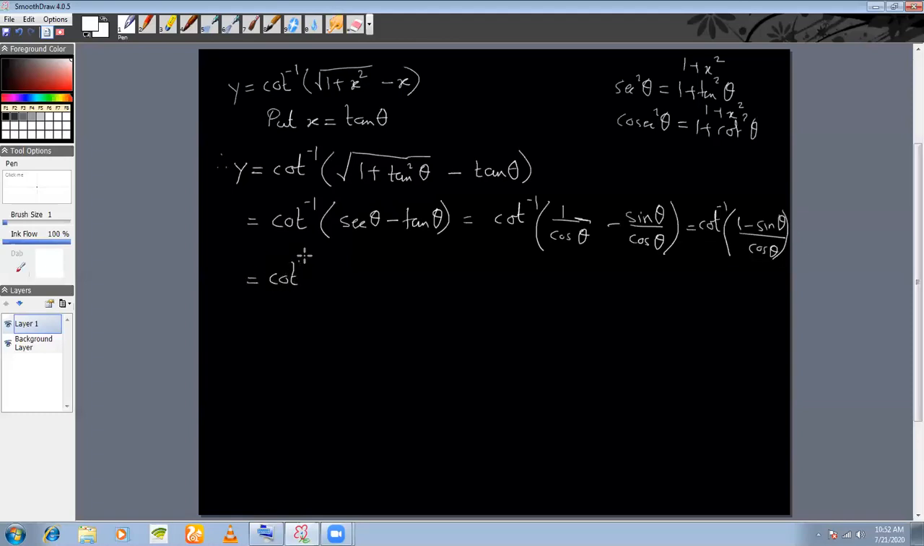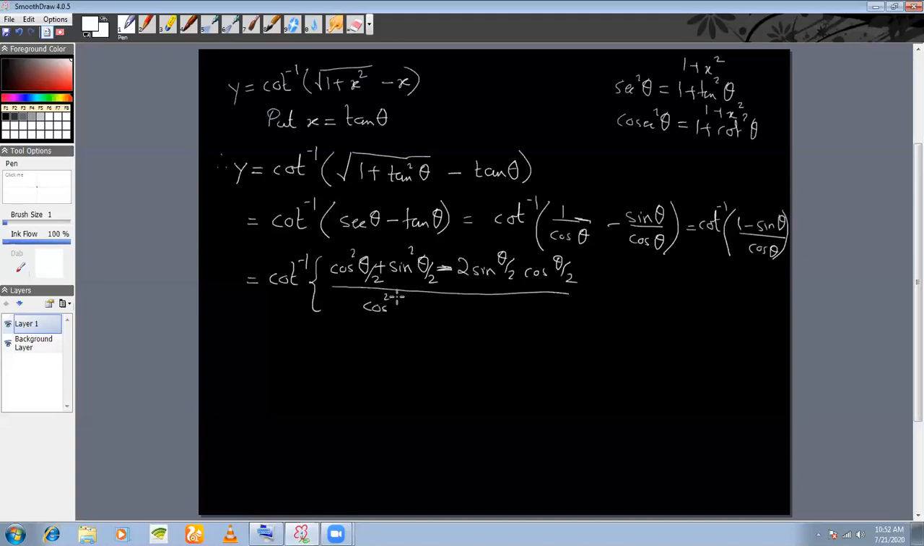Again, this is something that I have done many times. One can be written as cos square theta by 2 plus sin square theta by 2, minus 2 sin theta by 2 cos theta by 2. And cos theta can be written by the submultiple angle formula as cos square theta by 2 minus sin square theta by 2.